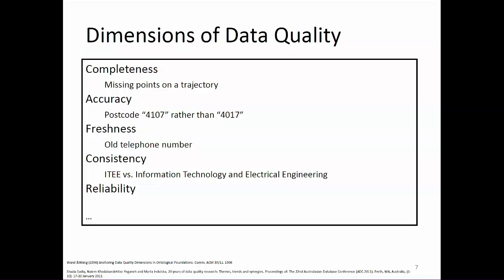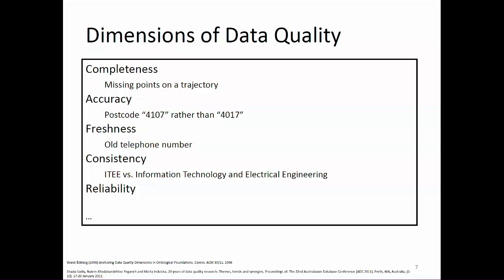Consistency again is whether the data is consistent. This is a good example: sometimes we use the whole names and sometimes we use just abbreviations. So if you are reporting a department, if you're using ITE at one place and then you're using information technology and electrical engineering at some other place, it's not consistent, right? When you run your algorithms on it, they'll think that these are two different values. They won't be able to match them.